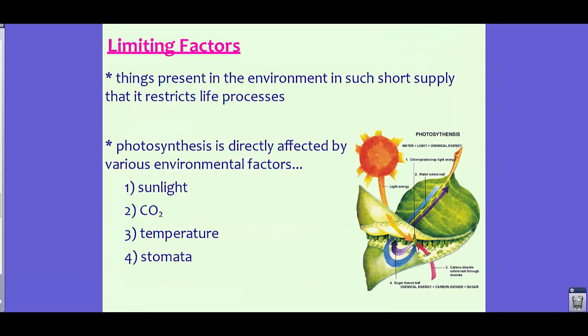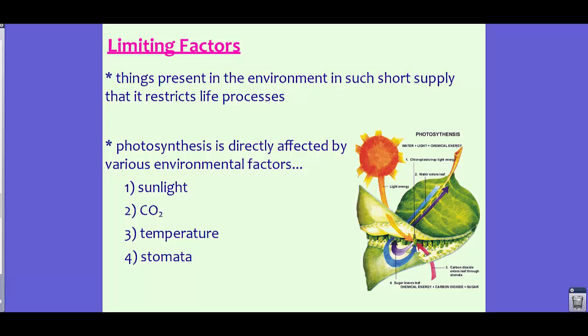Now, there are some limiting factors present during photosynthesis. A limiting factor is something present in the environment in such short supply that it restricts life processes. For example, the limiting factor to getting a new job would be that I don't have a certain skill on my resume. Let's say the job is a manufacturing job. If I've never had a manufacturing job in my life, that's a limiting factor. It's something of short supply, and it's going to inhibit my process to get a job in the manufacturing division.